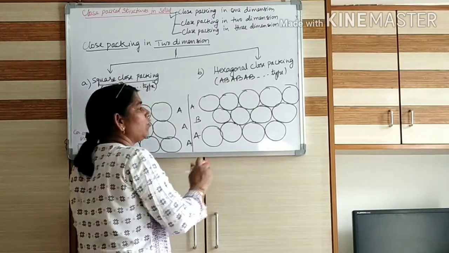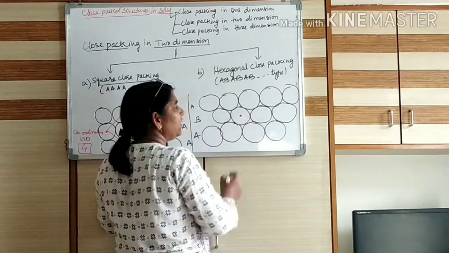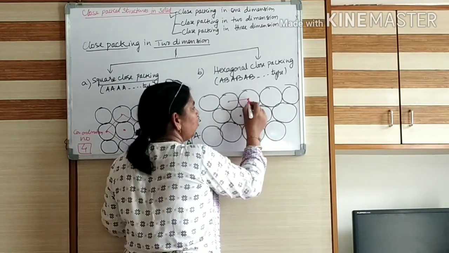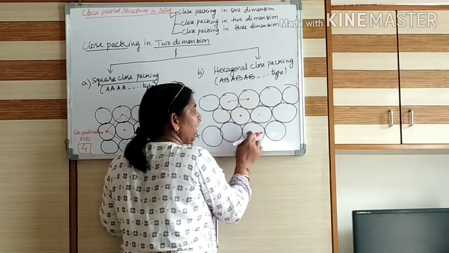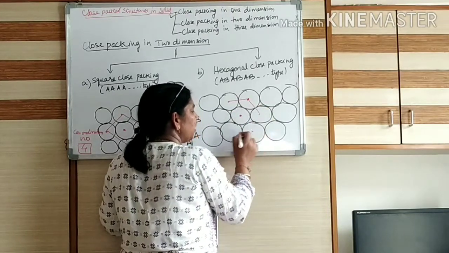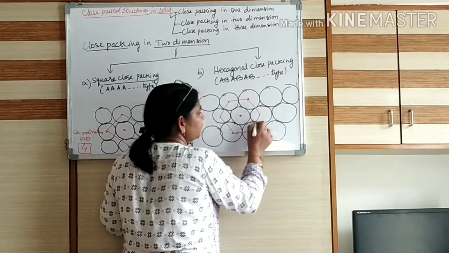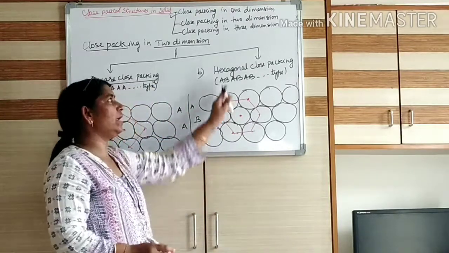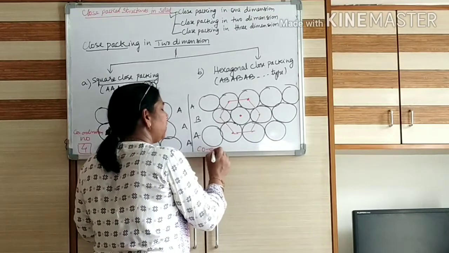Why it is called hexagonal? If I will take any atom and I will find out the nearest neighbor of any atom. Have a look. This atom is touching 1, 2, 3, 4, 5, 6 atoms. So if I will join these 6 nearest neighbors, what I will get? I will get a hexagon. So here it is known as hexagonal close packing. Here the coordination number is 6.